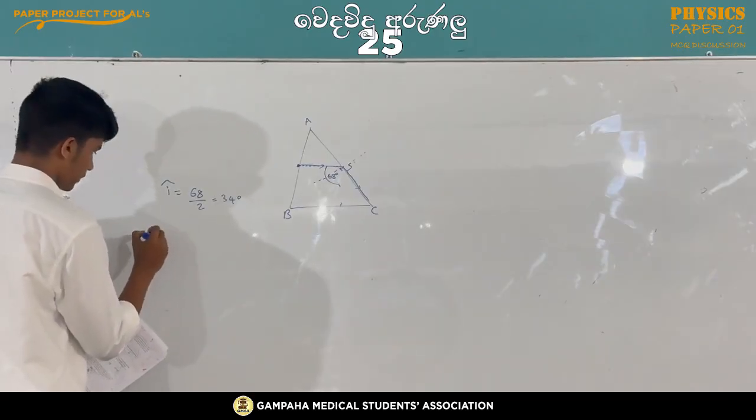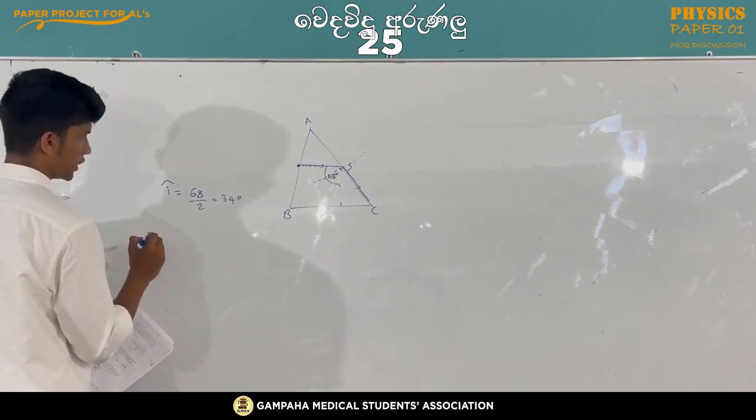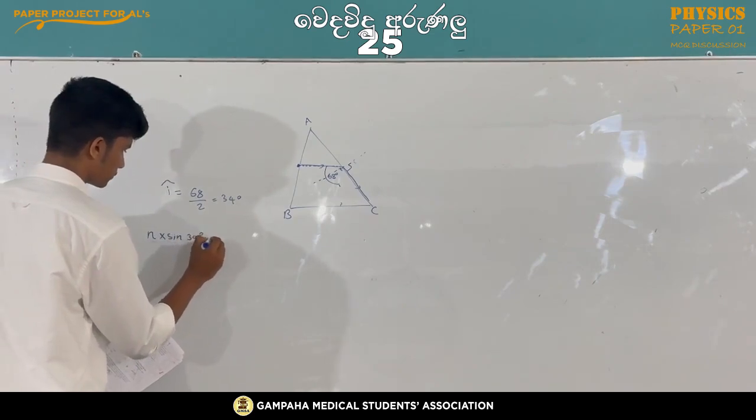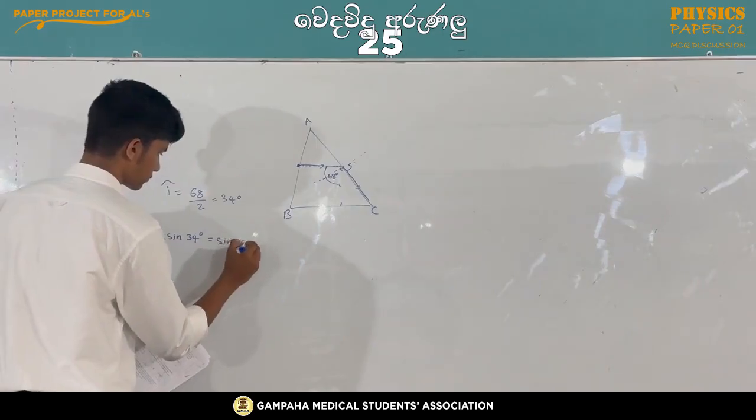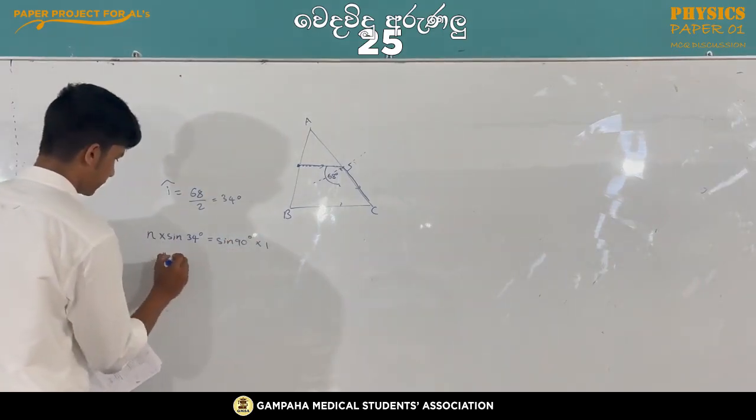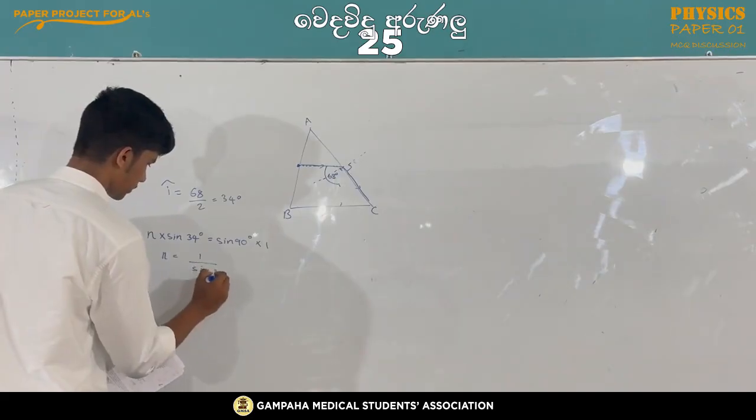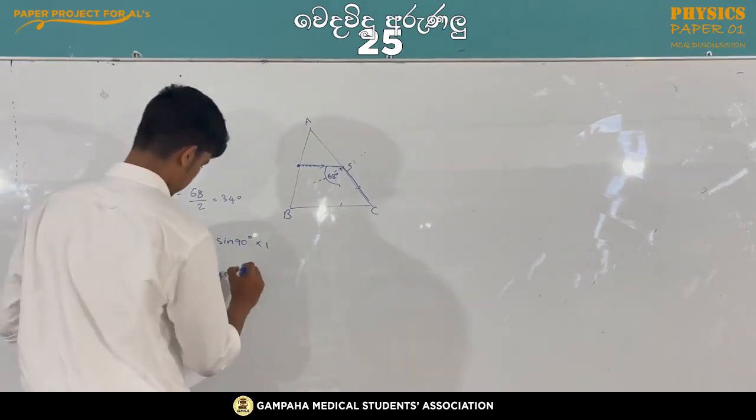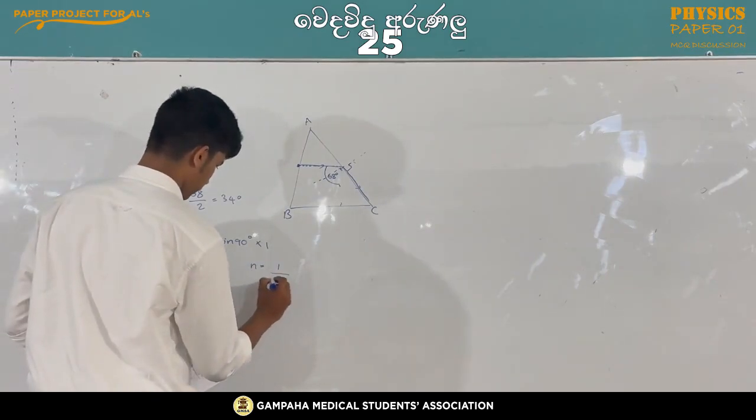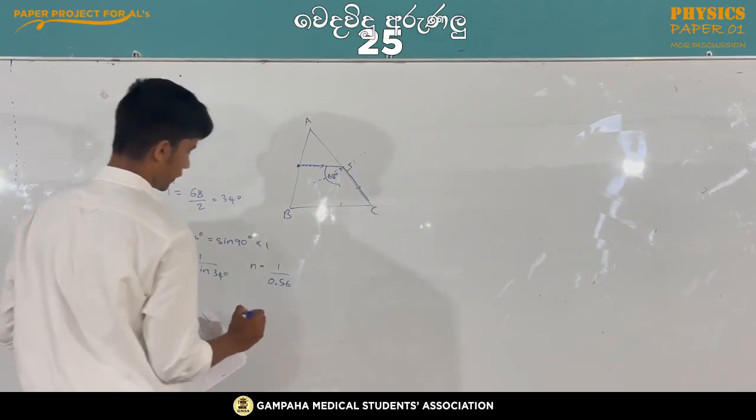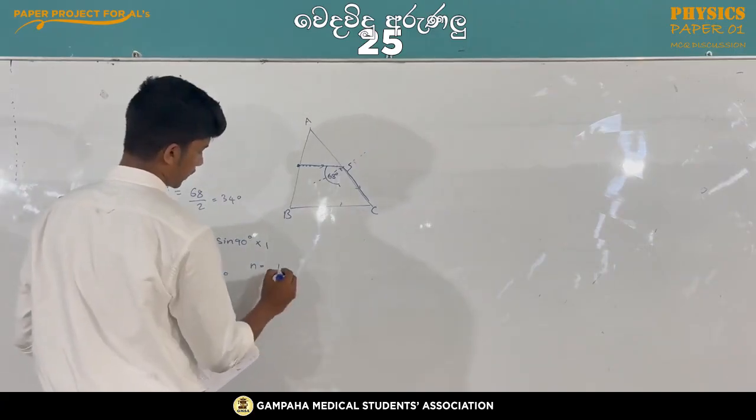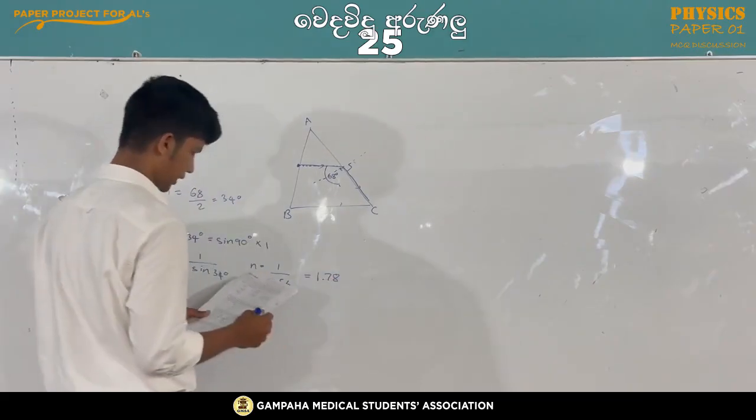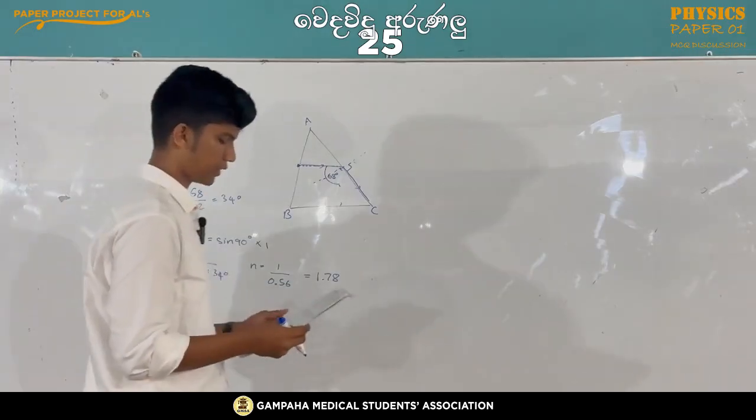Therefore, we are trying to find the refractive index of the prism. Therefore, n will be equal to 1 over sine 34. Sine 34 degrees is nearly equal to 0.56. Once you divide 1 by 0.56, it will be 1.78. So the correct answer is the second answer, 1.788.